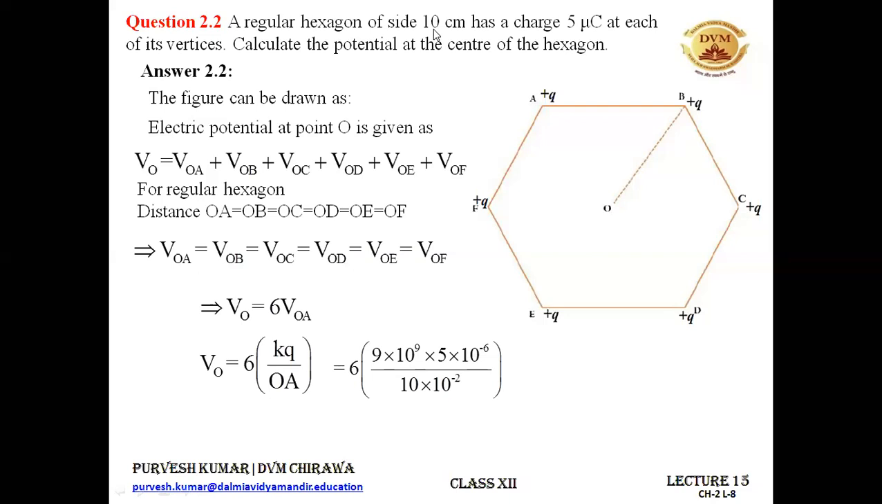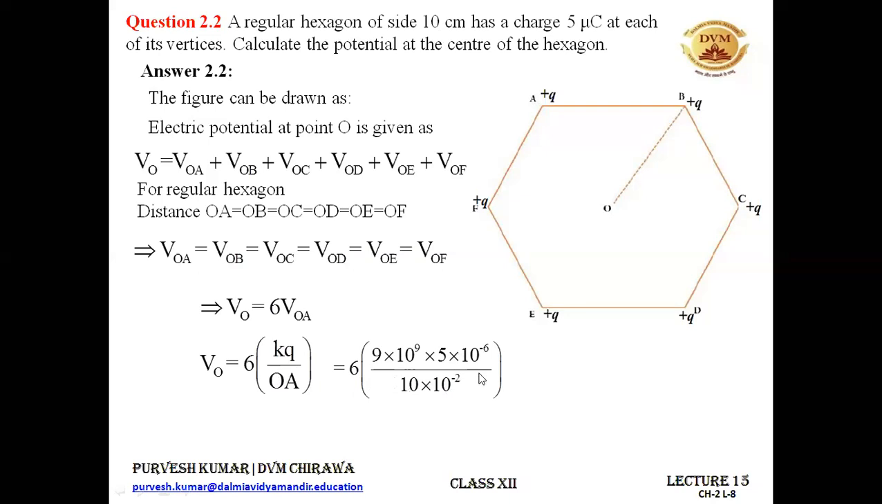You need to convert this centimeter into meter first. So in place of K, I have written 9 into 10 to the power 9. In place of Q, I have written 5 into 10 to the power minus 6. And in place of OA, I have written 10 multiplied by 10 to the power minus 2, because centimeter needed to be converted into meters.